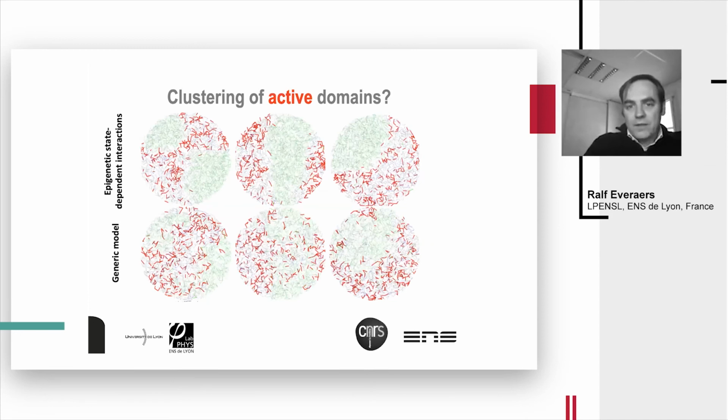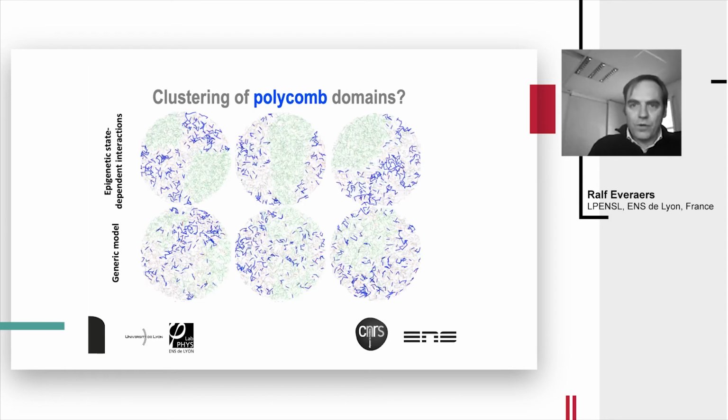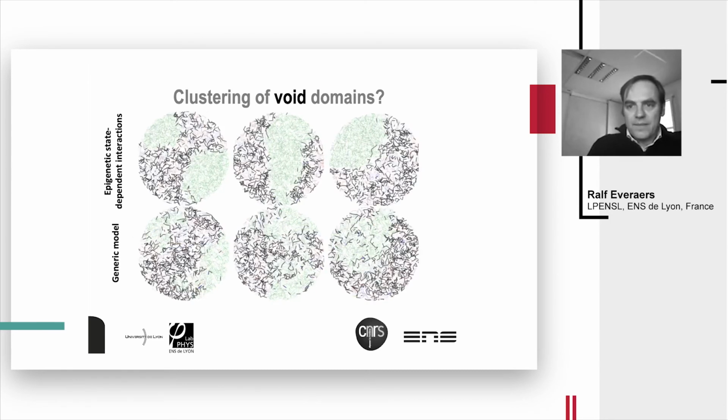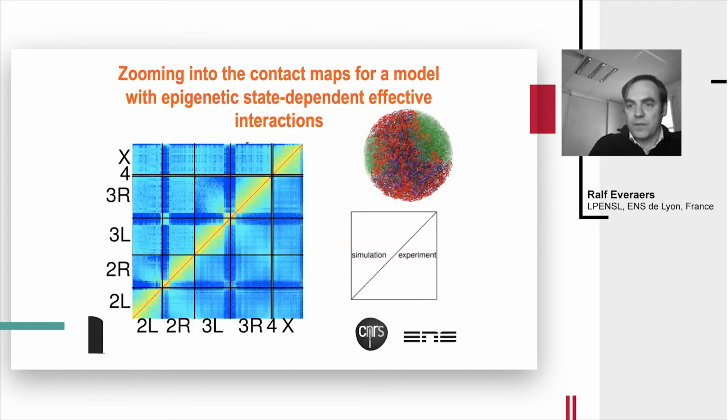Now, for the active domains, you have the impression maybe there's a little bit of the same. The same for the polycomb domains. Also, there's more heterogeneity in the black domains. But the real question is, of course, does this correspond to what we see in the Hi-C contact maps? So what I'm going to do now is zoom into these maps.